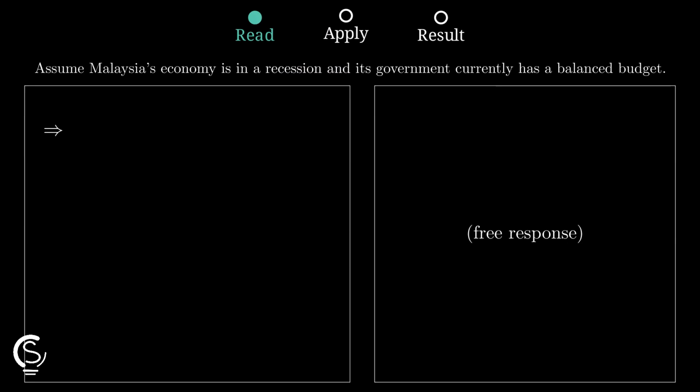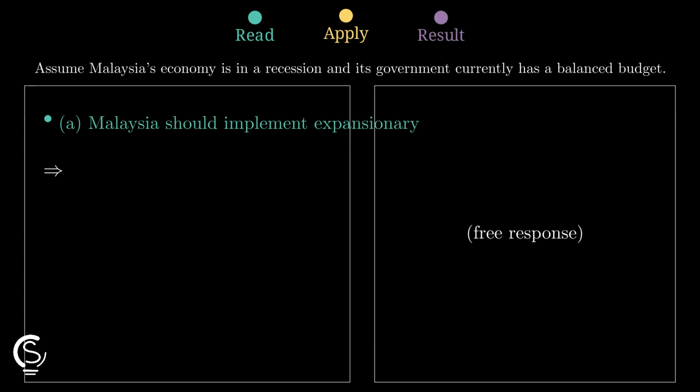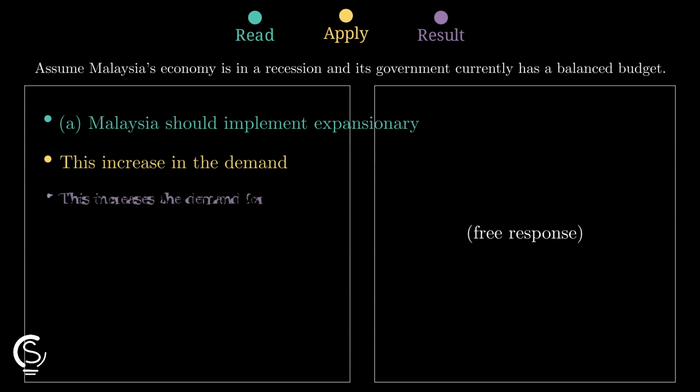Part C, financial capital seeking higher returns. This increases the demand for the ringgit and shifts the demand curve rightward. On a graph with yen over ringgit on the vertical axis, the equilibrium exchange rate rises, meaning the ringgit appreciates. Part D, Malaysia's imports will increase because the stronger ringgit makes Japanese products relatively cheaper for Malaysian consumers.